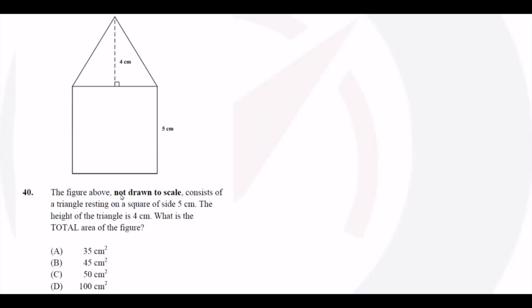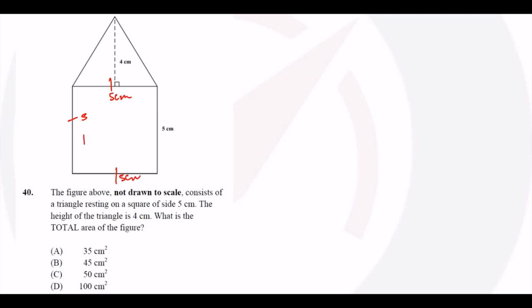Question 40. The figure above, not drawn to scale, consists of a triangle resting on a square of side 5 centimeters. The height of the triangle is 4 centimeters. What is the total area of the figure? So we know that if this is a square, all sides are equal. So here is 5, and also here is 5 centimeters. Here is also 5 centimeters.